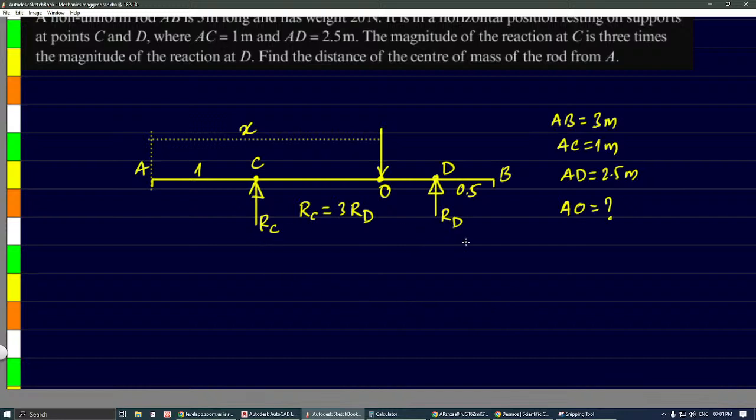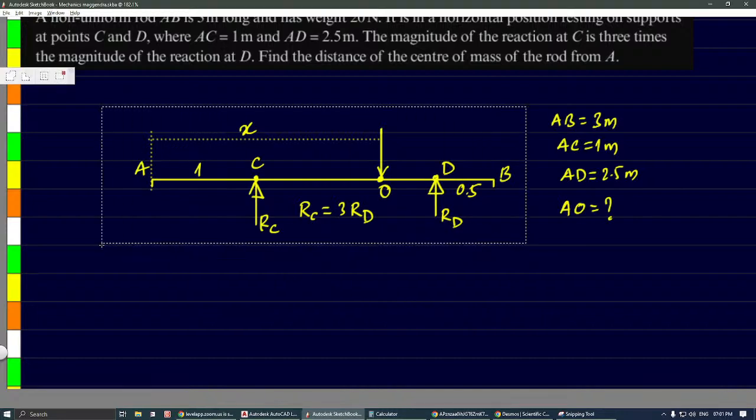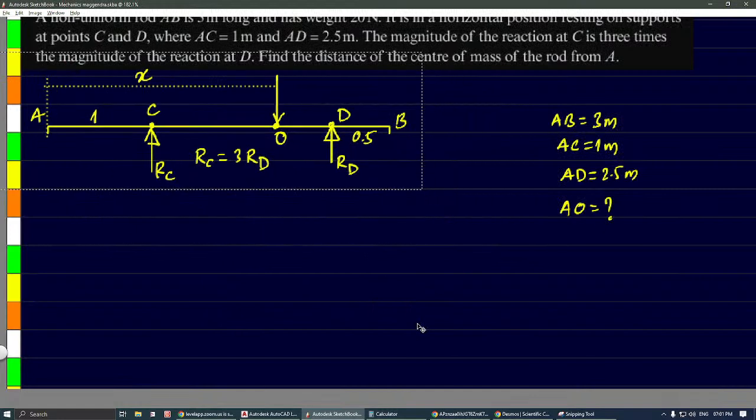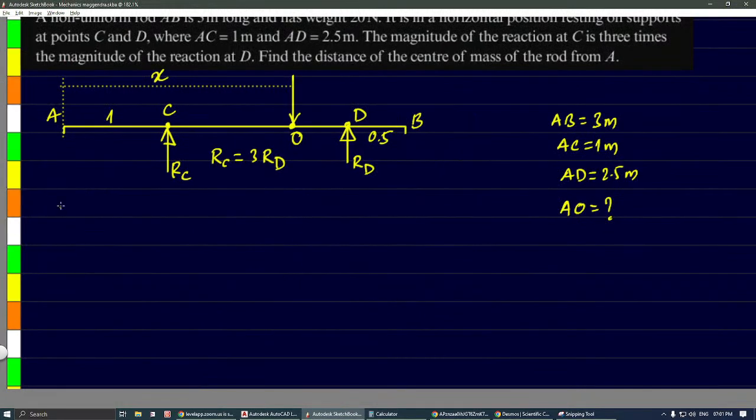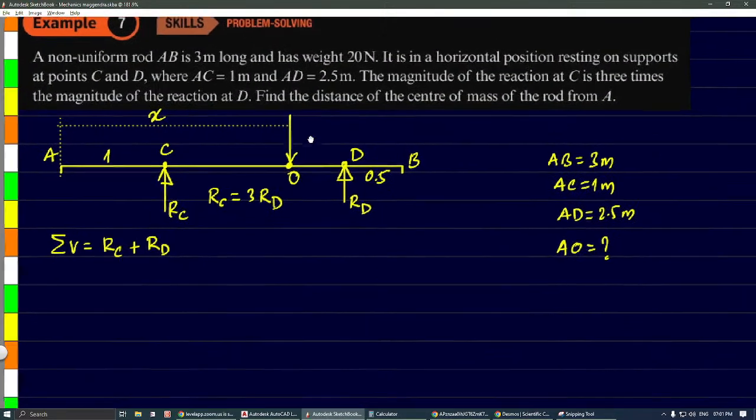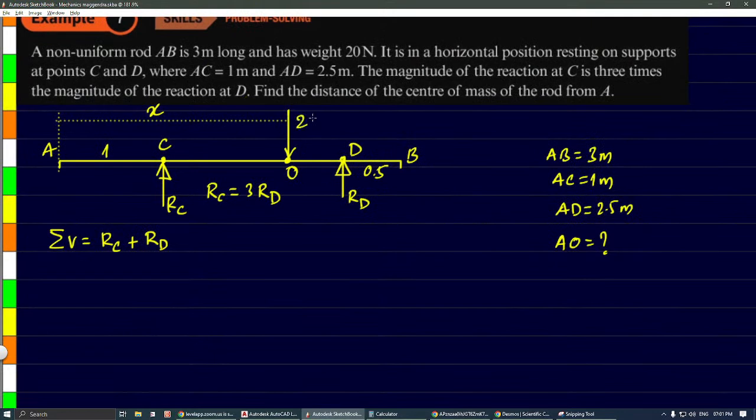So first, of course, we need to find the RC and RD values. How to find RC, RD? You have to take sigma V. RC is acting upwards, RD is acting upwards. Then weight of the plank is 20 newtons. It's acting downwards. Any other weight is given? There is no other weight. So RC plus RD minus 20 equals 0.